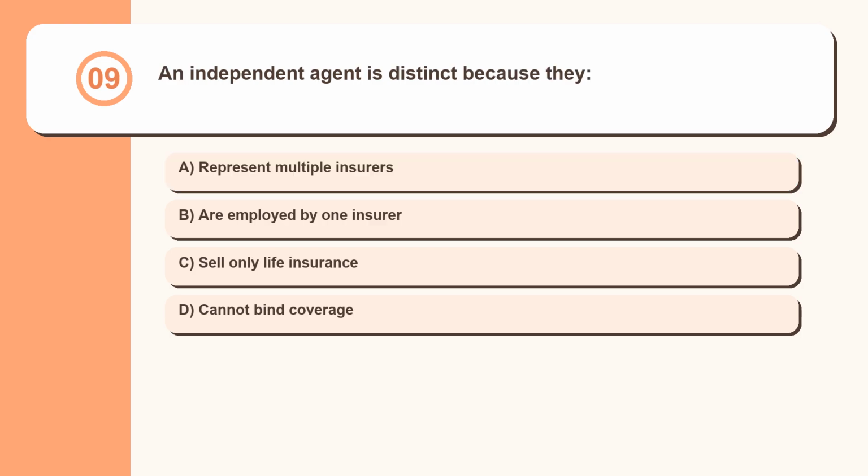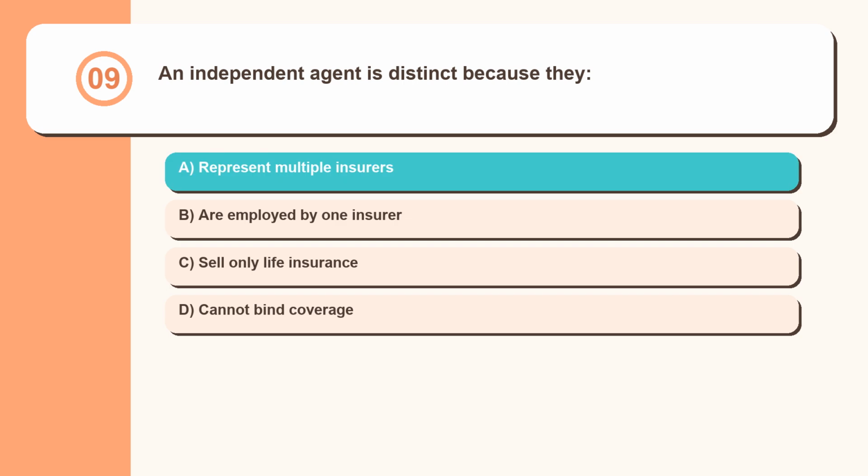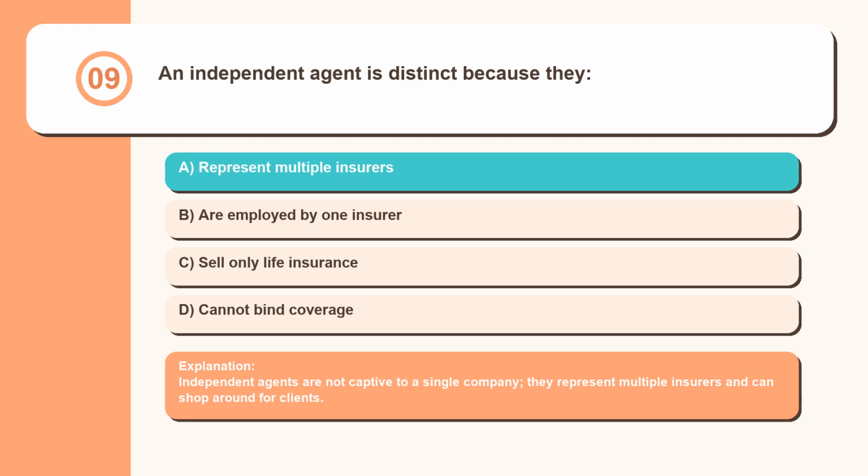Question 9. An independent agent is distinct because they: represent multiple insurers, are employed by one insurer, sell only life insurance, cannot bind coverage. Independent agents are not captive to a single company, they represent multiple insurers and can shop around for clients.